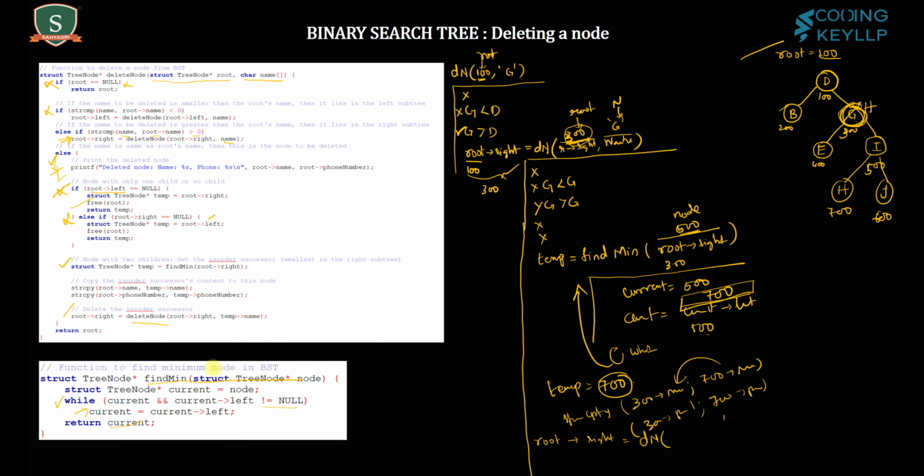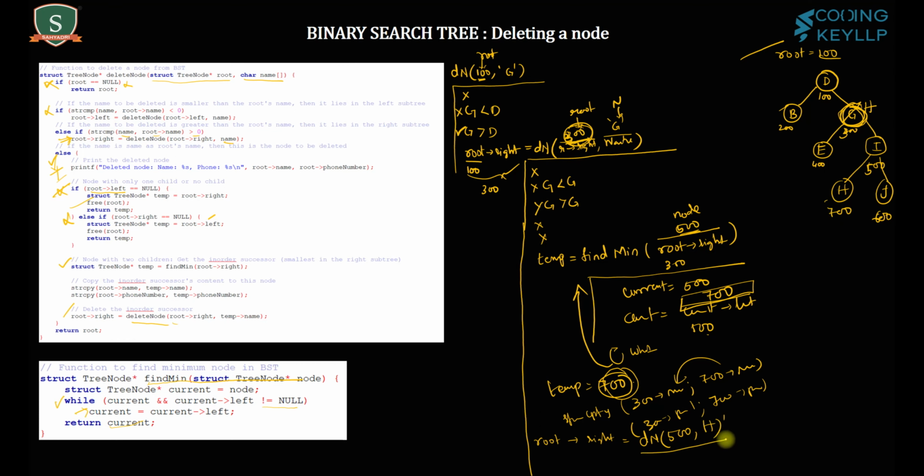Delete node, root. What is the root value here? So the root value here is 300. 300 right is 500. So we are passing 500 comma temporary name. So the temporary address is 700. 700 name is what? H.